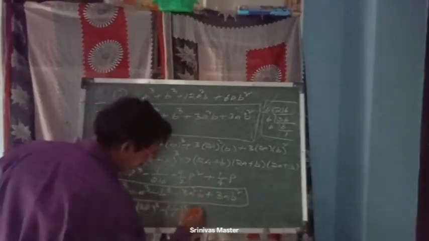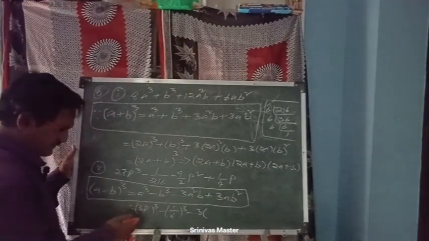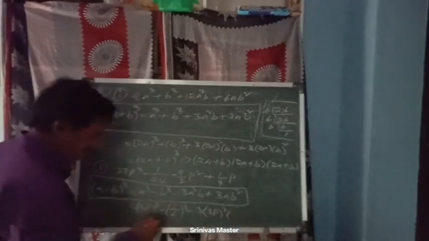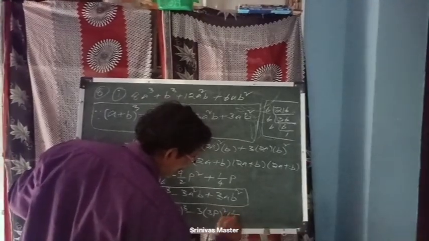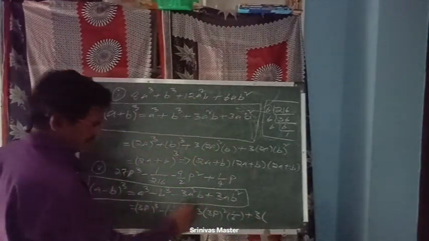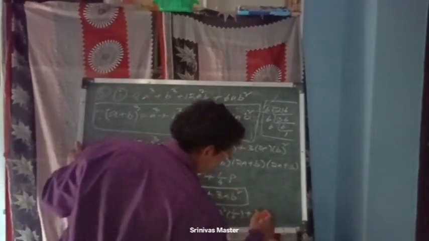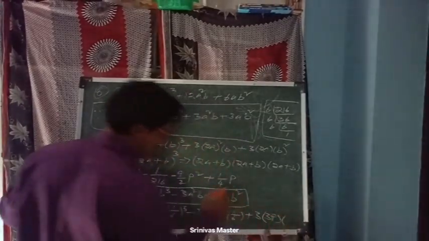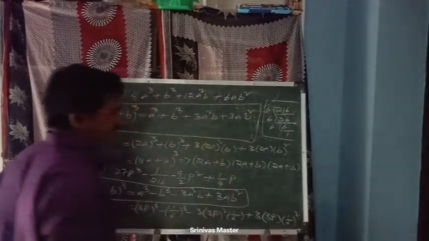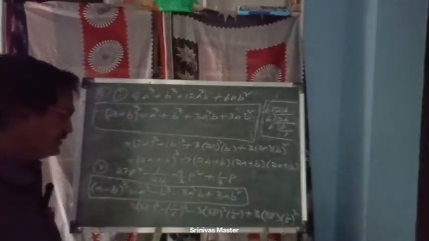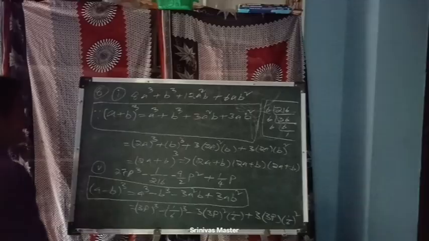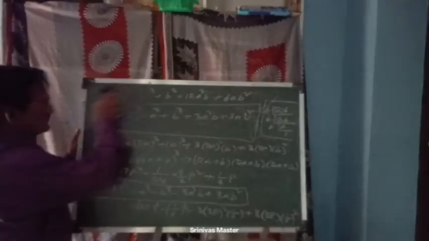Minus 3a square b, minus 3 into a square. What is a value here? 3p. That means 3p whole square into b. What is b value? 1 by 6. Plus 3ab square, 3 into ab square. What is a value here? 3p. That means 3 into 3p into b square. B square means 1 by 6 whole square. Okay, see, now we will simplify this value. When we are simplifying this, the given question must be obtained. Whether you will get it or not, just check this.